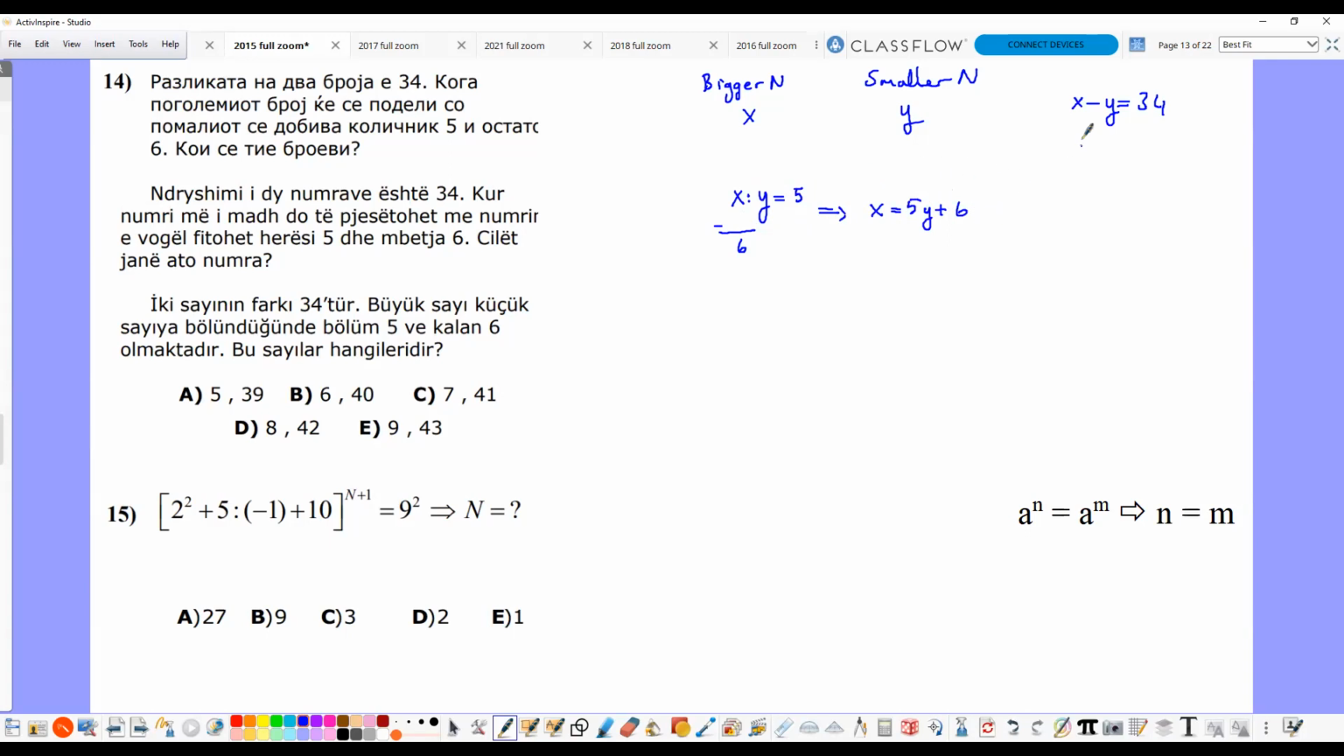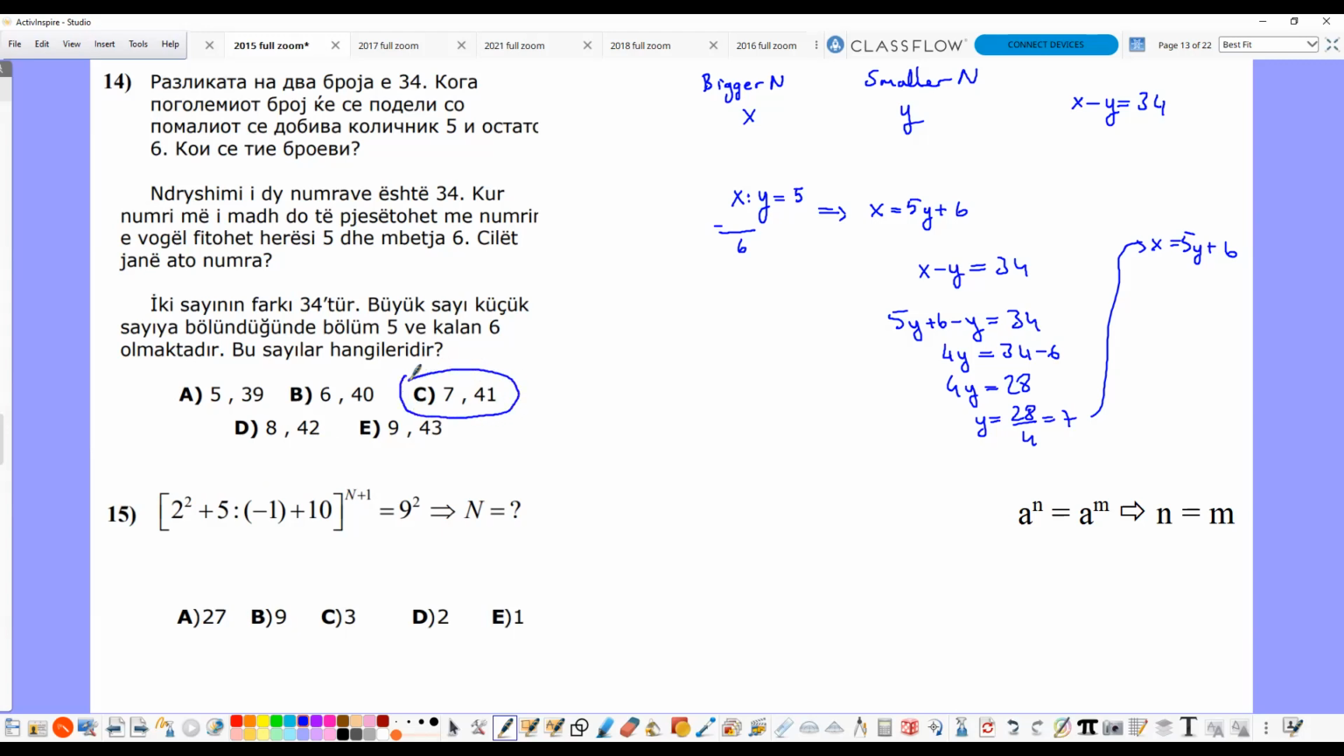And I know that x minus y, the difference of them, is 34. So since x minus y is equal to 34 and x is equal to 5y plus 6, we get 5y plus 6 minus y is equal to 34. So 4y is equal to 34 minus 6, 4y is equal to 28. y is equal to 28 over 4, which is equal to 7. Actually, the answer is directly the smaller number, which is 7. So this is the answer.